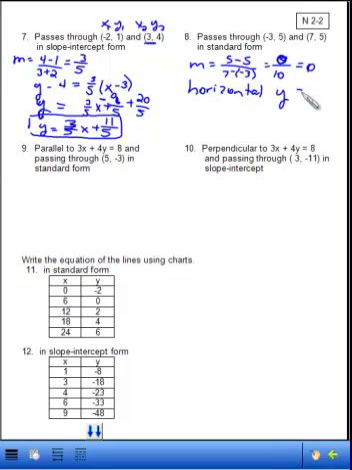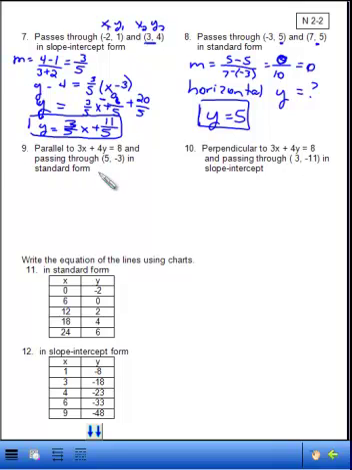And a horizontal line is a y equals some number line. So look at the y values. They both are the same. So the equation is y equals 5. And again, that is standard form. The variables are on one side, the numbers on the other.